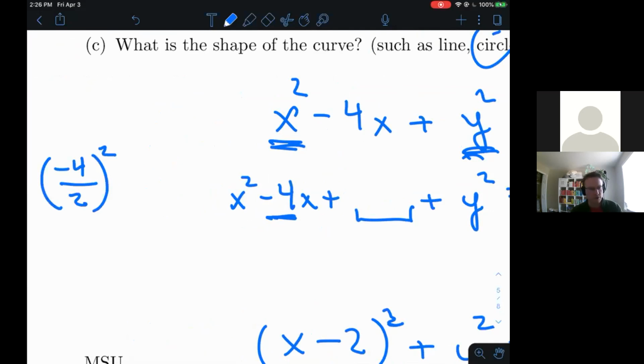And there's a lot of proofs and beautiful representations of why this works, but I'll just say that this is the rule. And so if you take -4, you divide it by 2, you get -2. If you square it, you get 4. And so we want to put a 4 right here.